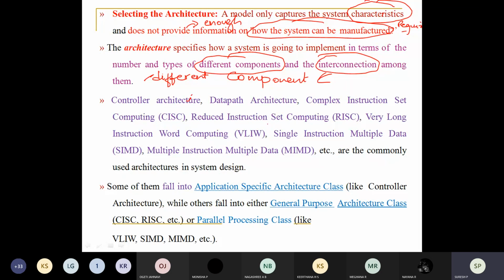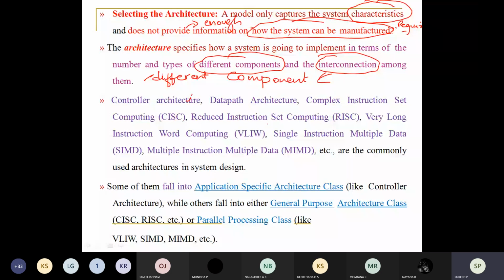Okay. So what are the commonly used architectures in system design? Controller architecture, data path architecture, complex instruction set computer, which stands for CISC, reduced instruction set computing, which stands for RISC, very long instruction word, which stands for VLIW, single instruction, multiple data, SIMD, and multiple instruction, multiple data. So these are the commonly used architectures in your system design.